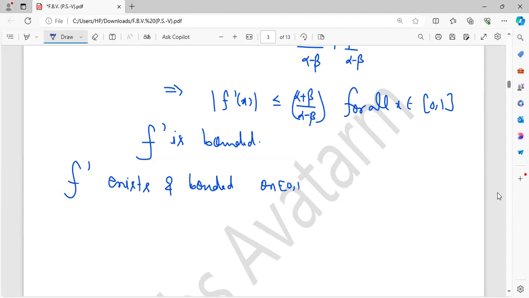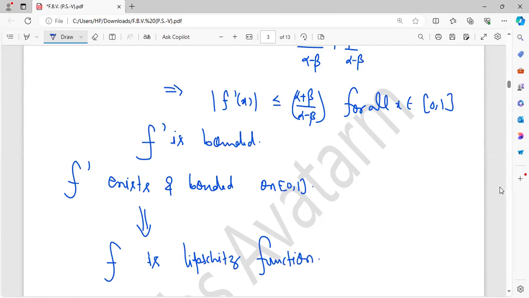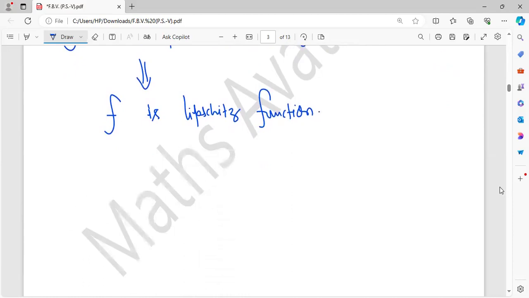On [0, 1], we know the derivative exists. If the derivative exists and is bounded, then this implies f is a Lipschitz function. If a function is Lipschitz on a closed interval, then it is a function of bounded variation. Every Lipschitz function is a function of bounded variation. So this implies f is a function of bounded variation.